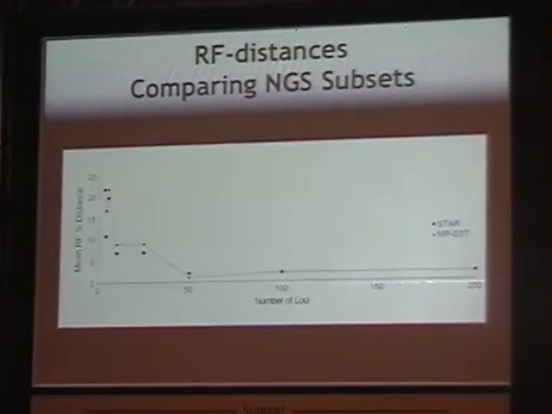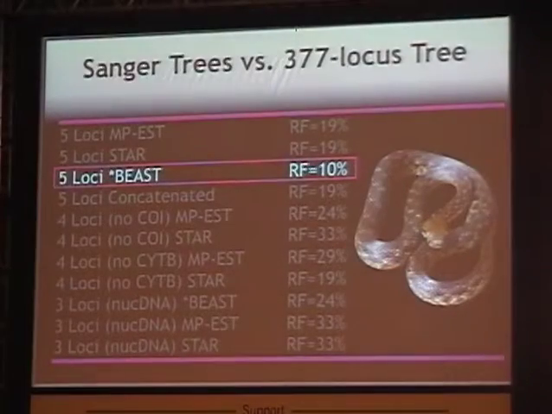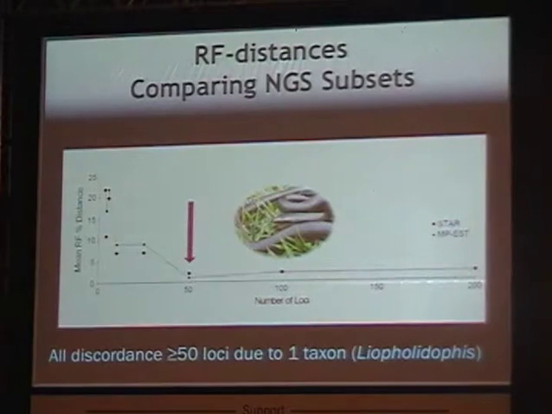If we take a look at comparing just those NGS subsets for the RF distances, this might be a little bit harder to see than I would have expected, but we can see here that when we're at 3, 4, 5, 10, 25, up until you hit about 50, you're going to have a lot of bouncing around. Your trees aren't going to be consistently well estimated compared to the 377 locus tree. Once you hit 50, you sort of plateau out.